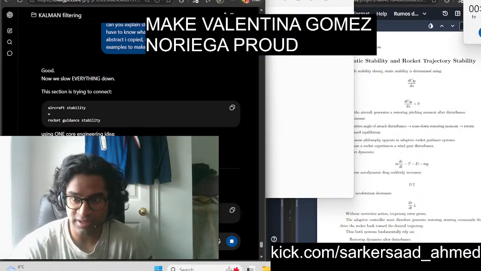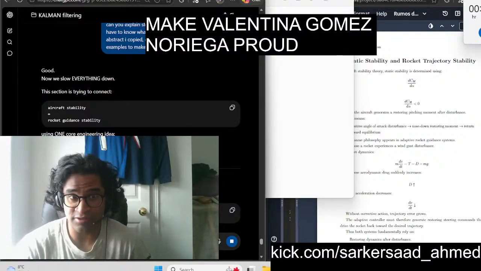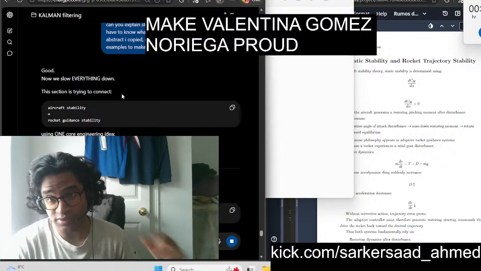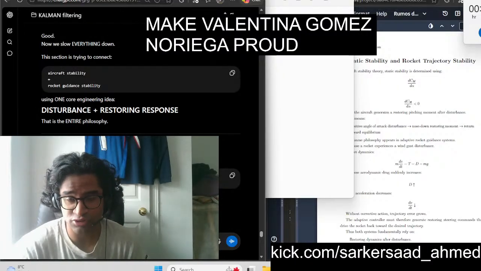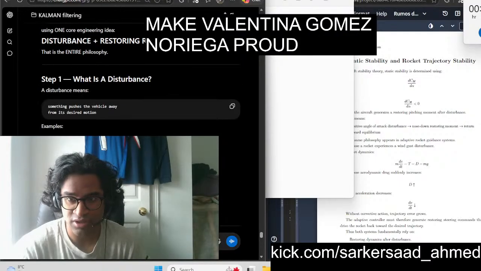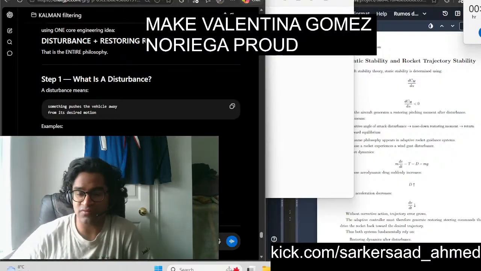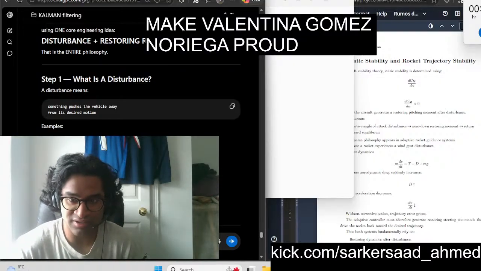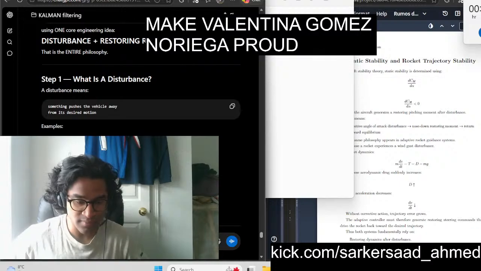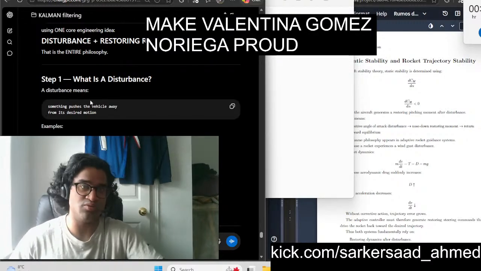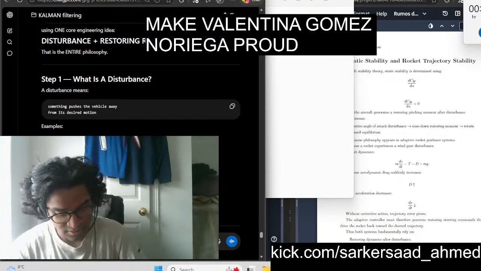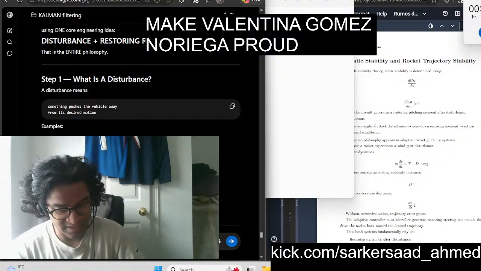So we are trying to connect the aircraft stability with the rocket guidance stability, using one core engineering idea: the disturbance and the restoring response. That's the entire philosophy. So what is the disturbance? A disturbance means something that pushes the vehicle away from its desired motion. For example, an aircraft will have wind gusts, sudden angle increase, turbulence. The rocket will have thrust variation, crosswind, aerodynamic uncertainty. So this is what a disturbance is.